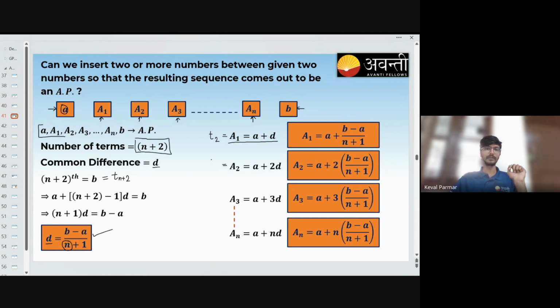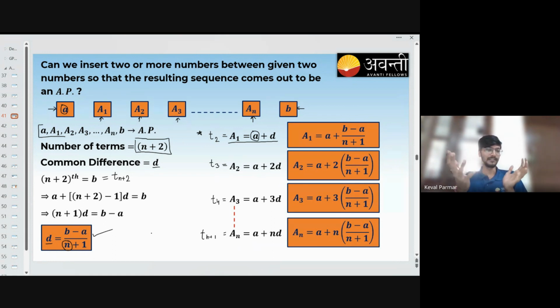A2 is the third term. So what is the formula of the third term? A plus 2D. A3 is the fourth term, and An is the n plus 1th term. Please notice, do not confuse yourself. A1 is the second term, but this is the important part. And I can easily get why, because I have A and I also have D. I got D from here. Clear? Now, this is all you should know about the arithmetic means.